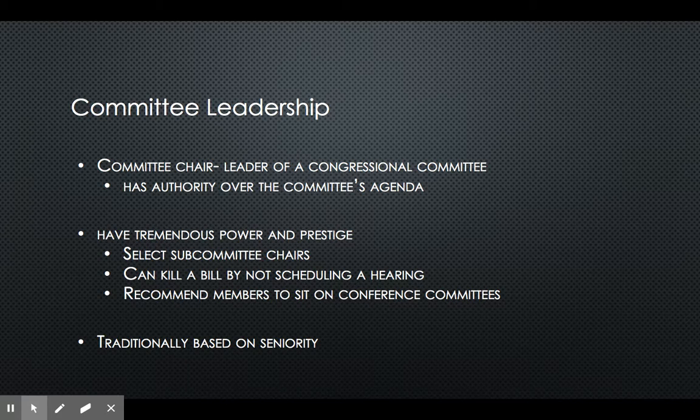Committee leadership. So a committee chair is the leader of a congressional committee. Pretty basic, straightforward definition there. And the committee chair has the authority over the committee's agenda. So their power includes selecting subcommittee chairs. They can kill a bill or a piece of legislation by not scheduling a hearing for it in the committee. And they can also recommend members to sit on conference committees. Now, this committee chair position is traditionally based on seniority. So whoever has served in that committee the longest is traditionally more likely to be the committee chair.